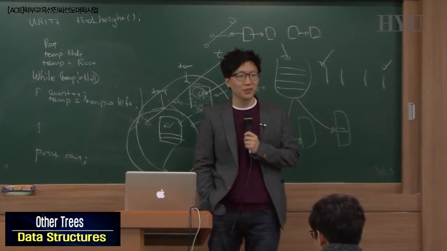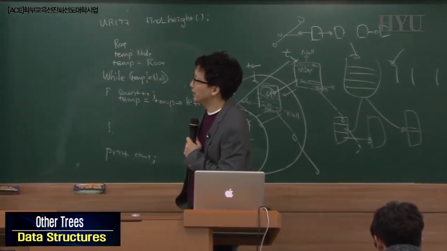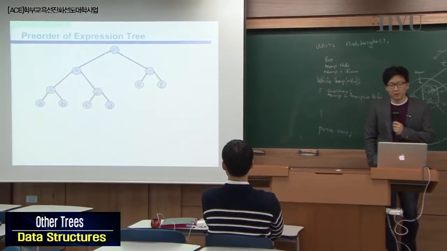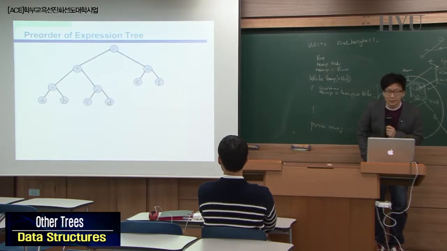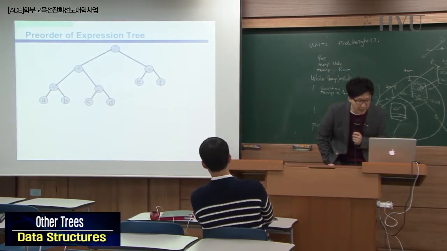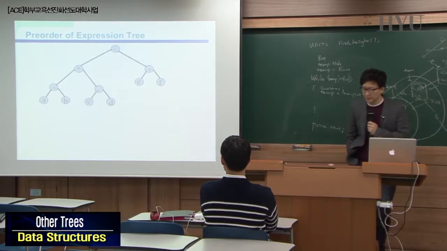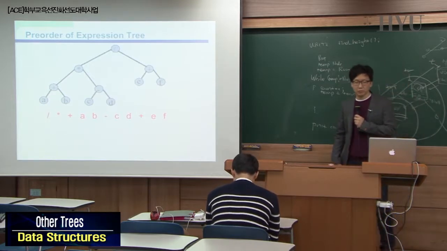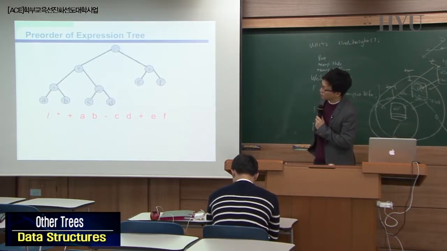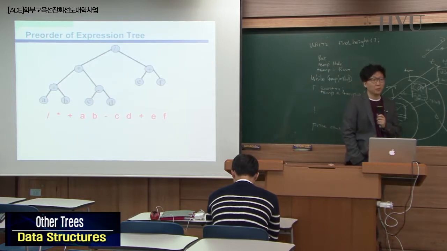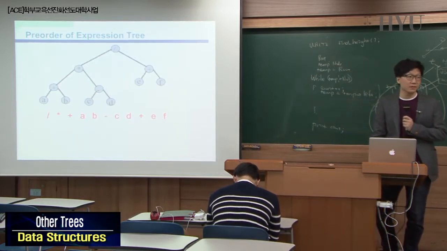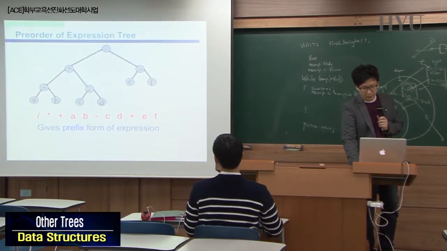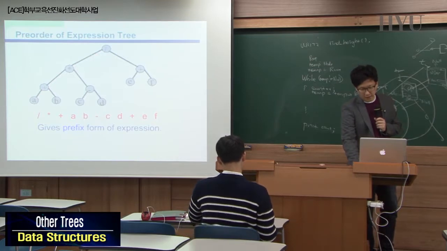The answer is there, isn't it? No? So root, left, right: root division, left star, the multiplication, that of left is plus, right? And then A, B, minus C D, plus E and F. Boo. It doesn't look like a right formula, but in the pre-order way of traversing a tree, this is the right way of doing it. It gives a prefix form of the expression. Forget about that. It's okay.